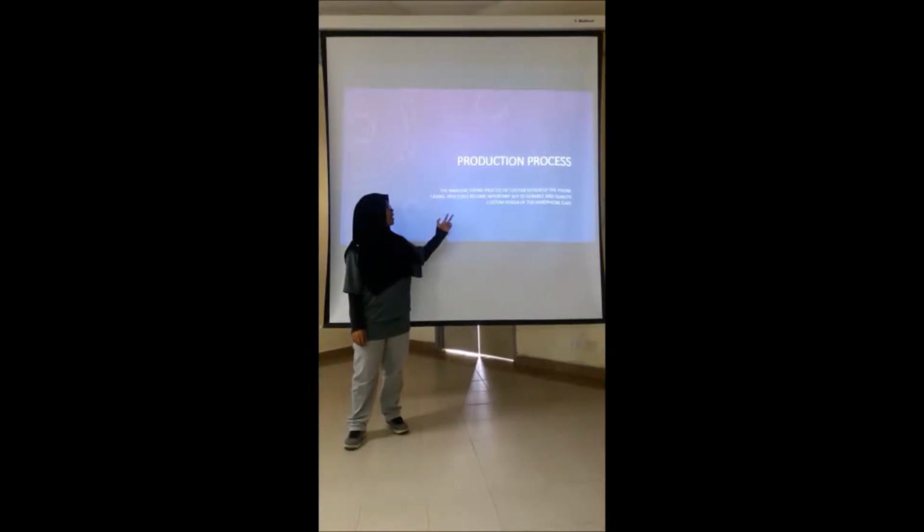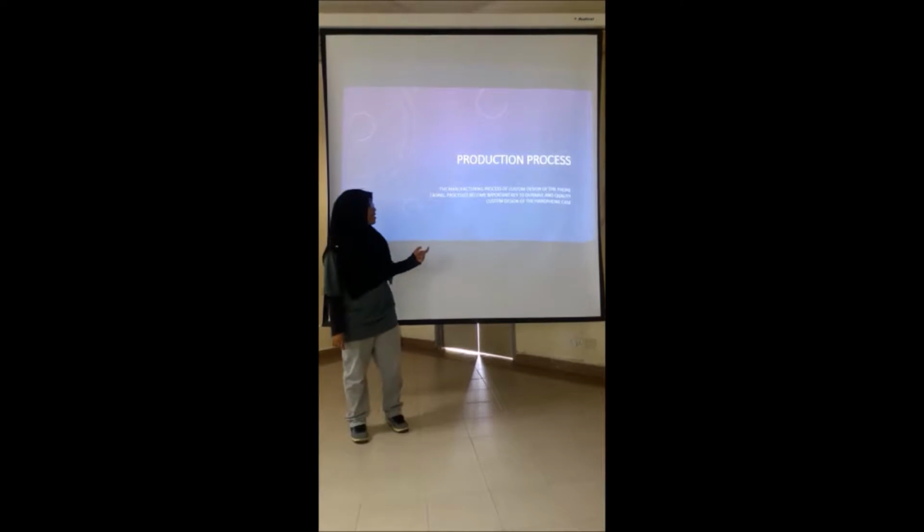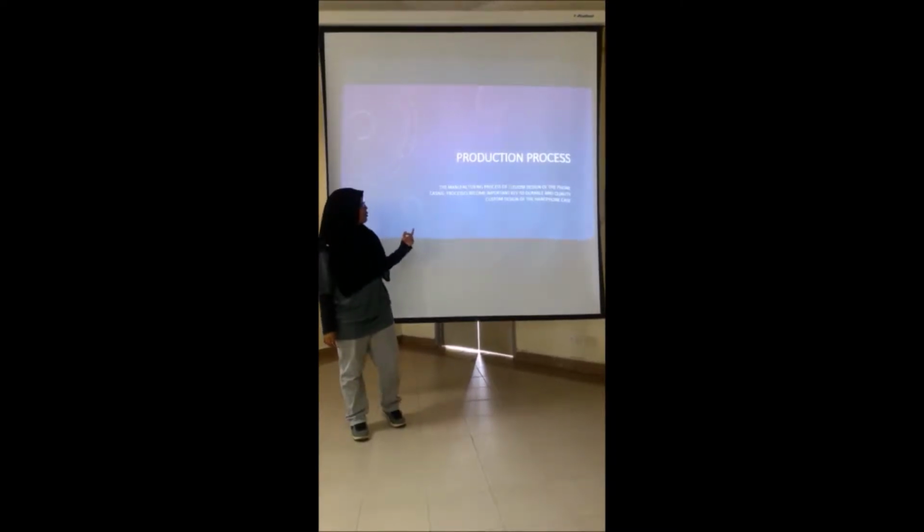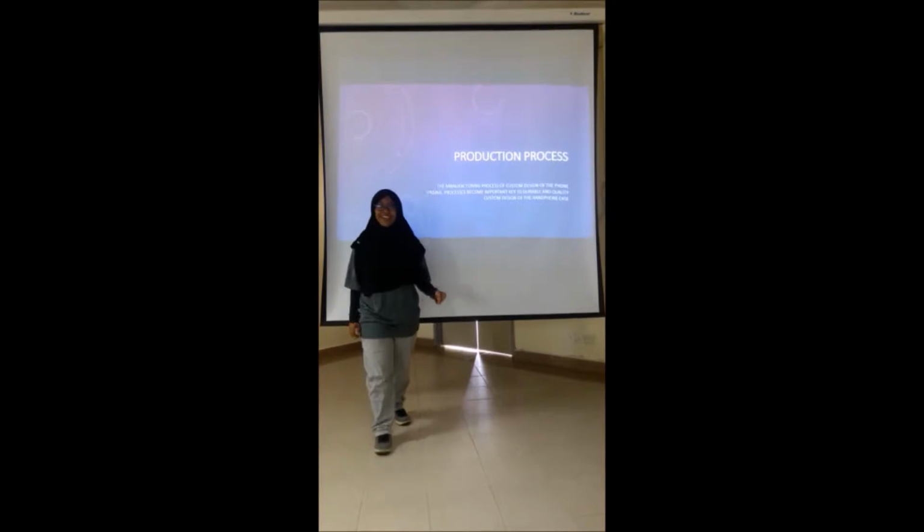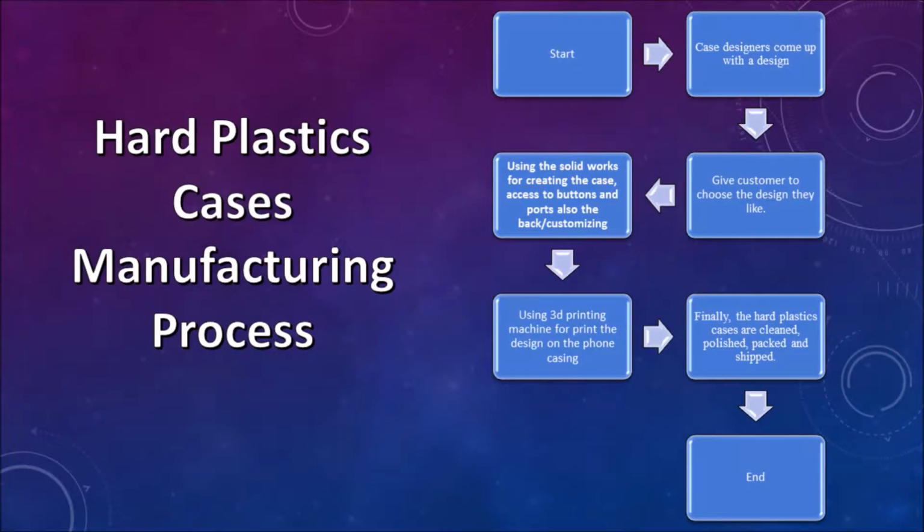I will discuss about production process, the manufacturing process of custom design of the forecasting. Let's go to my slide. Hard plastic case manufacturing process. Start. Then case design, come out with the design. Then give customer to choose the design they like. Then using SolidWorks for creating the case. And then using 3D printing machine to print the design on the phone casing. Finally, the hard plastic cases are cleaned, polished, packed and shipped. And then end.